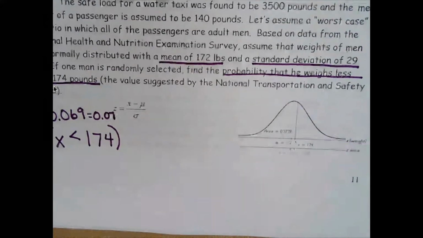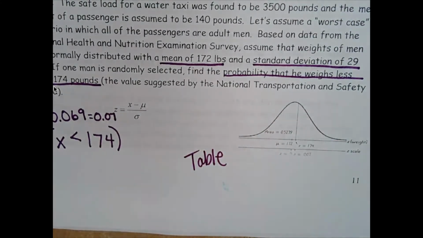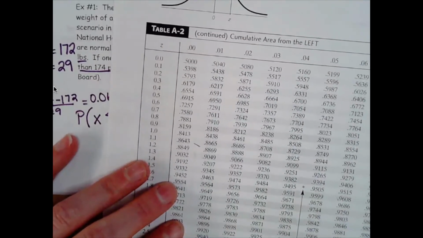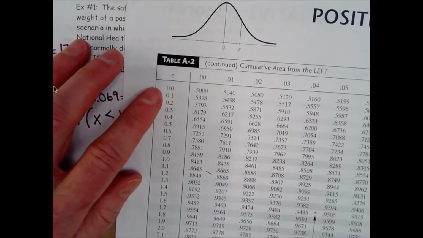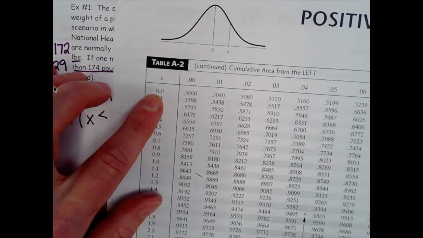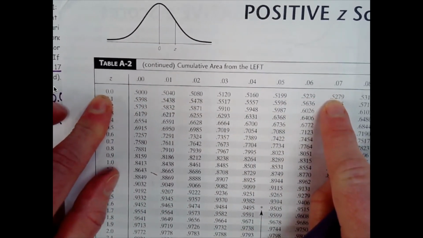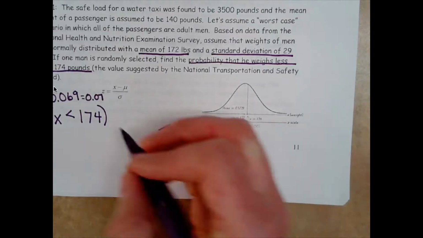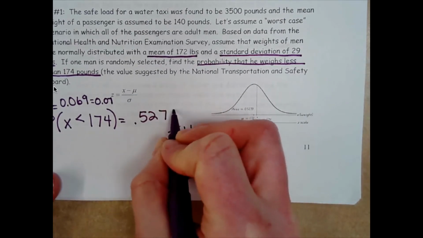We want to find the area, so we can use our table. It's a positive z-score because it's above the mean. So we go to 0.0 up here, and then go over to 0.07, which gives 0.5279. So this equals 0.5279.